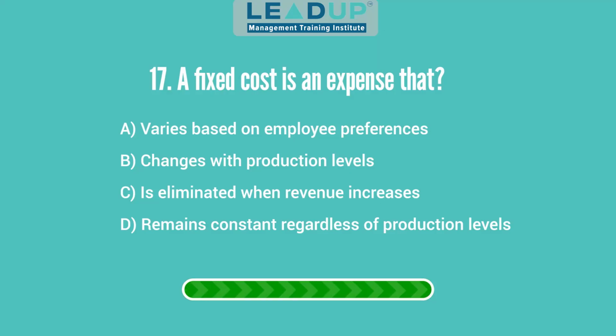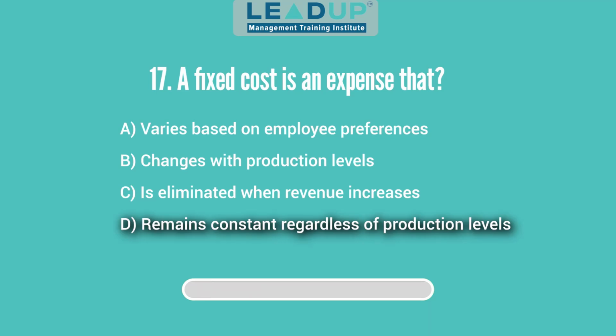Question 17. A fixed cost is an expense that A. Varies based on employee preferences. B. Changes with production levels. C. Is eliminated when revenue increases. And D. Remains constant regardless of production levels. Answer: remains constant regardless of production levels.